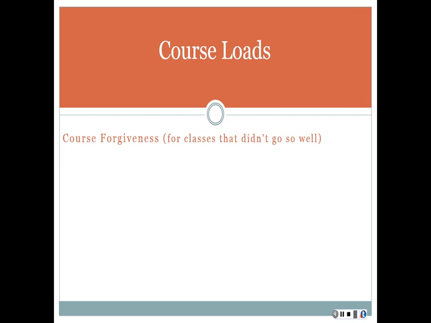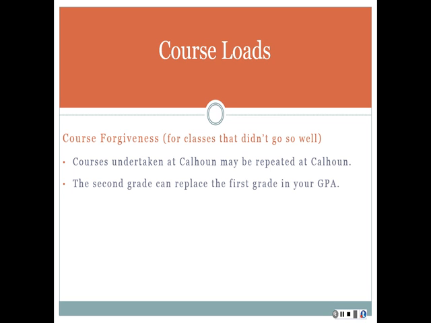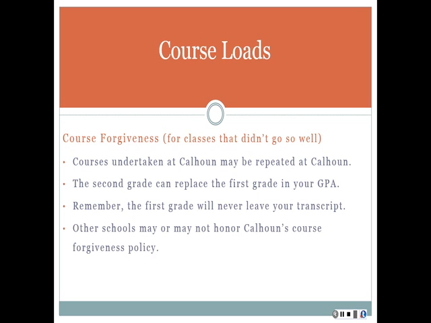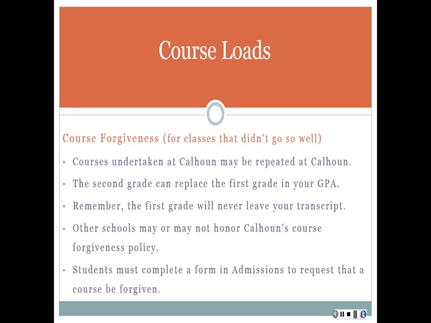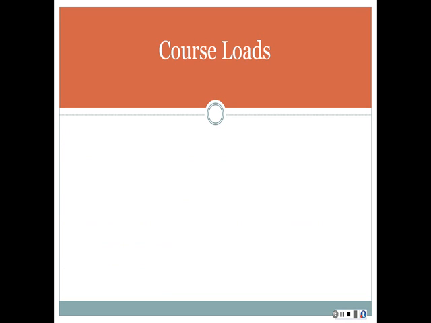Course forgiveness. So let's say the class didn't go so well. You can repeat your class. The second grade can replace the first grade in your GPA, but the first grade will always be on your transcript. Other schools may or may not honor Calhoun's course forgiveness policy, so that means that if you retake the class and get a better grade, the school that you transfer to may not accept that, so be aware of that. And you must complete a form at admission to request that a course be forgiven.